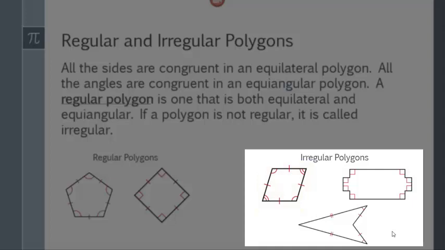And then this one over here that kind of looks like an open box, like an unfolded box. It's equiangular, it has all right angles there, but it is not equilateral. And then this third one here is not either equiangular or equilateral. It's just irregular. So all three of those would be considered irregular polygons.